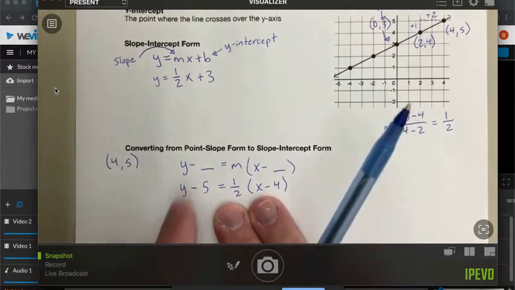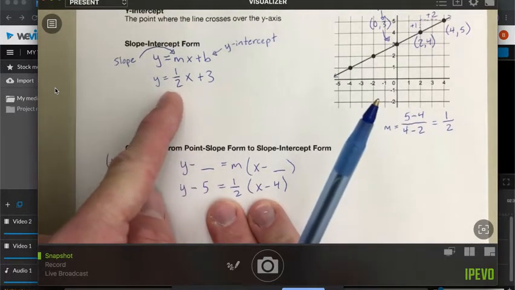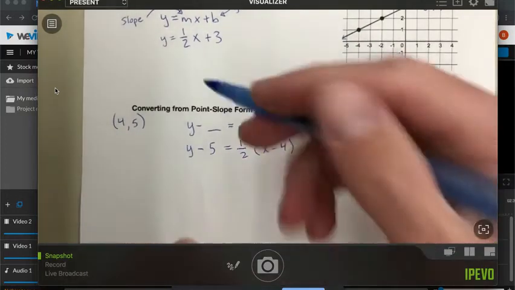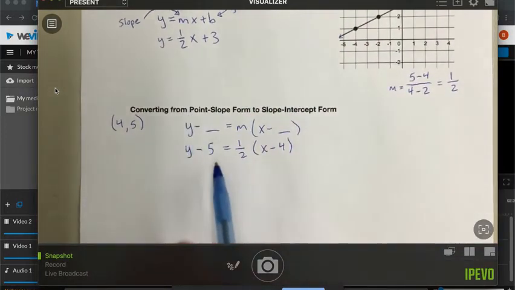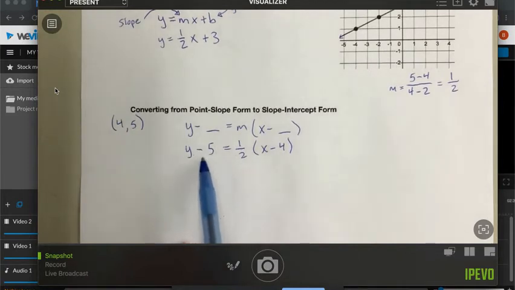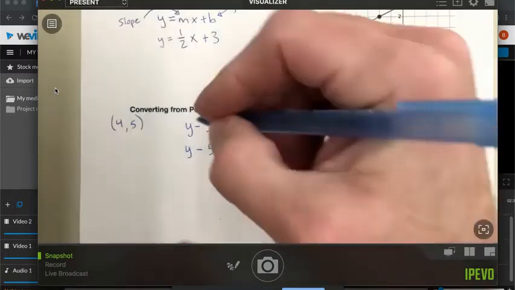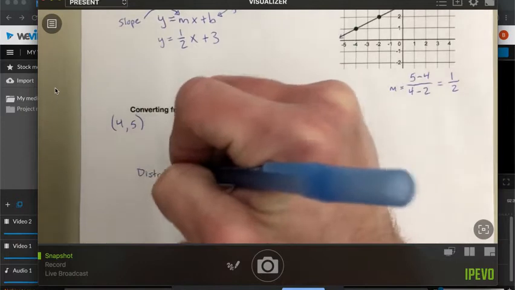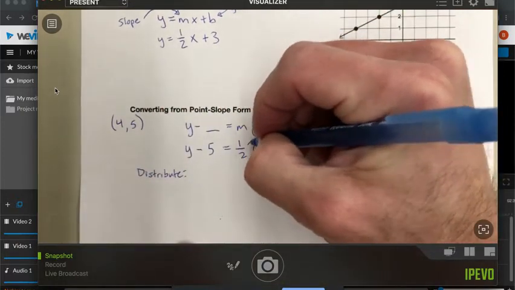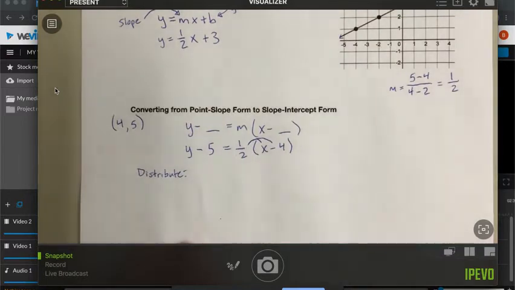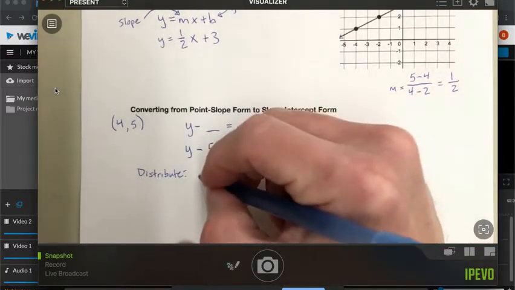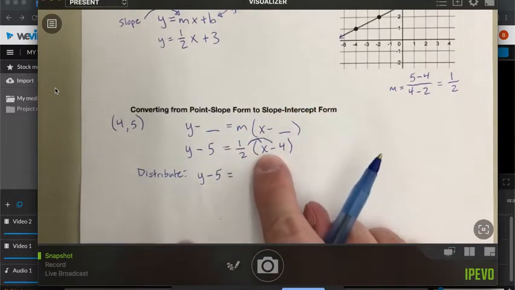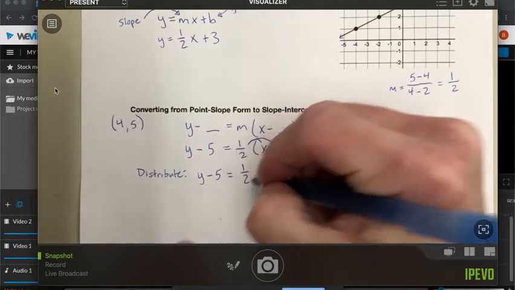So right now, neither of these look like they're related in any way. So all I'm going to do is break that conversion into, I guess, 4 main steps. So here, I'm going to say the first thing I want to do is distribute. So all I'm going to do is take this 1/2 and multiply. That's going to leave me with y minus 5 equals, well, 1/2 times x is just going to be 1/2 x.